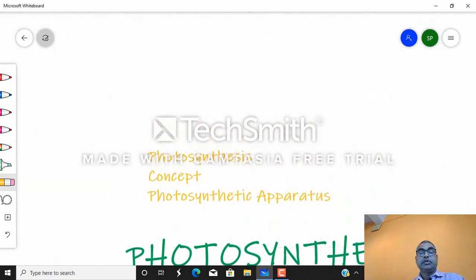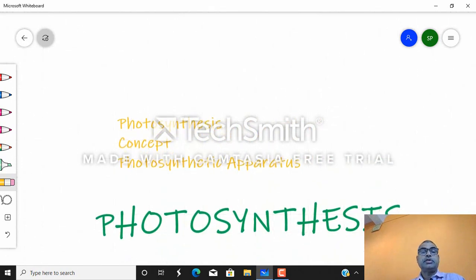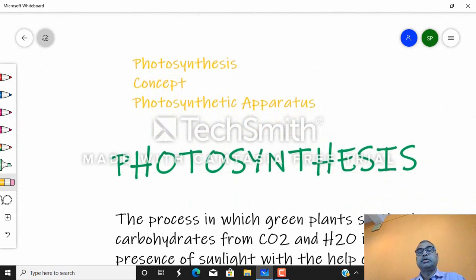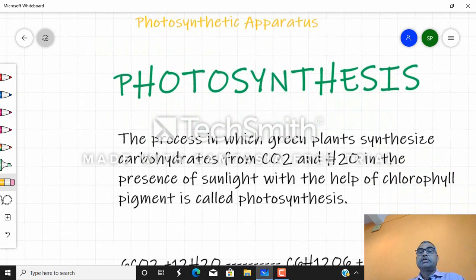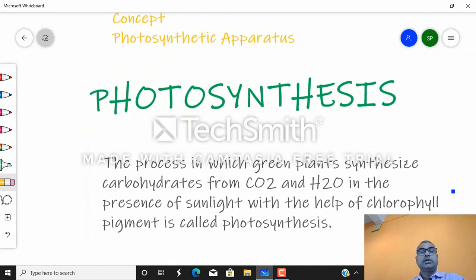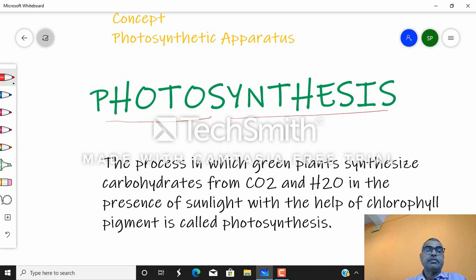Hello friends, today we will deal with photosynthesis, its concept and the photosynthetic apparatus, that means the chloroplast. Just about photosynthesis: the word photosynthesis itself contains photo and synthesis. Photo means light, and synthesis means the process of manufacture of food material, isn't it?